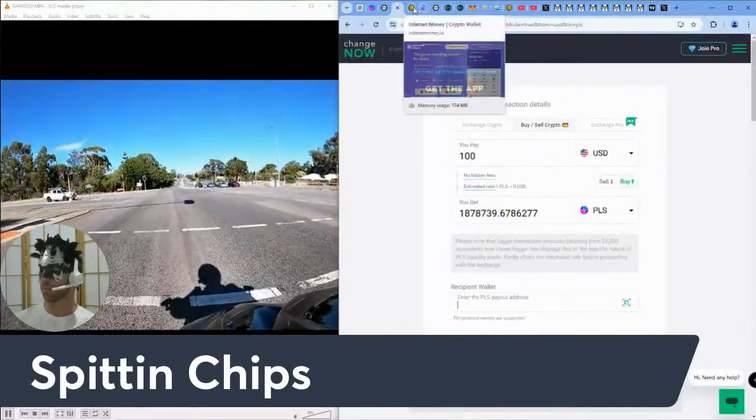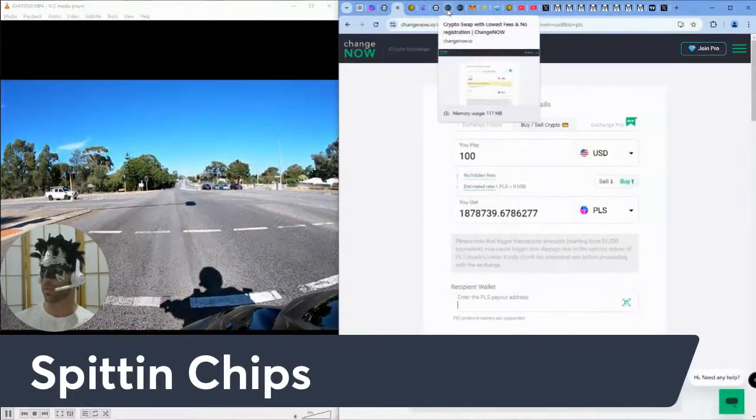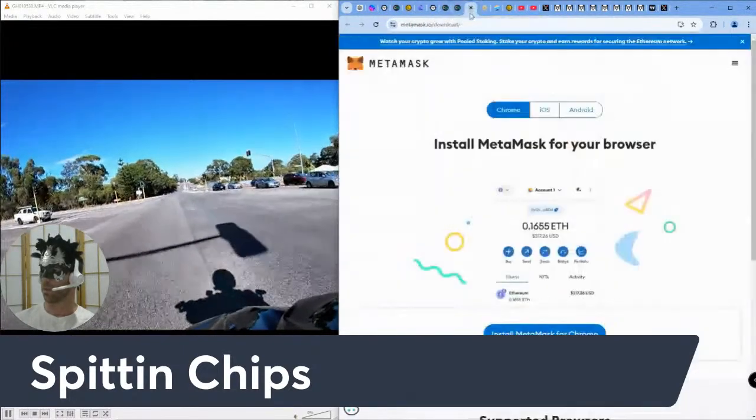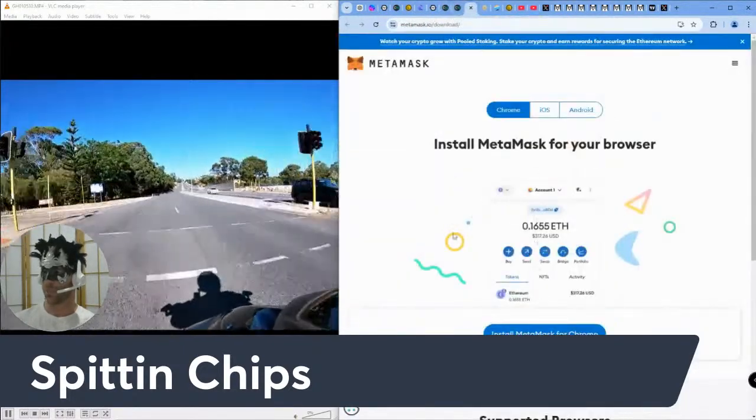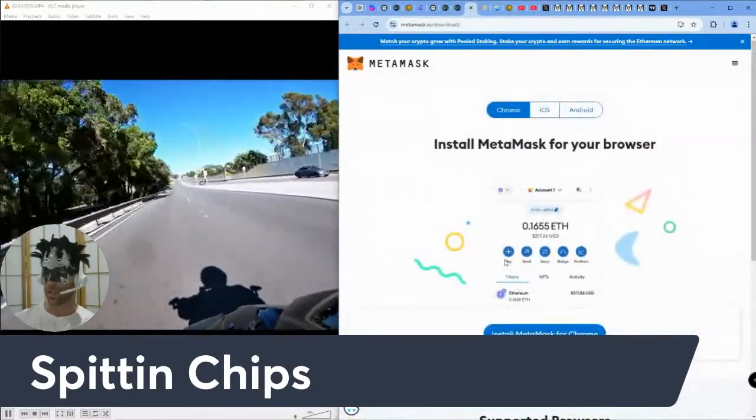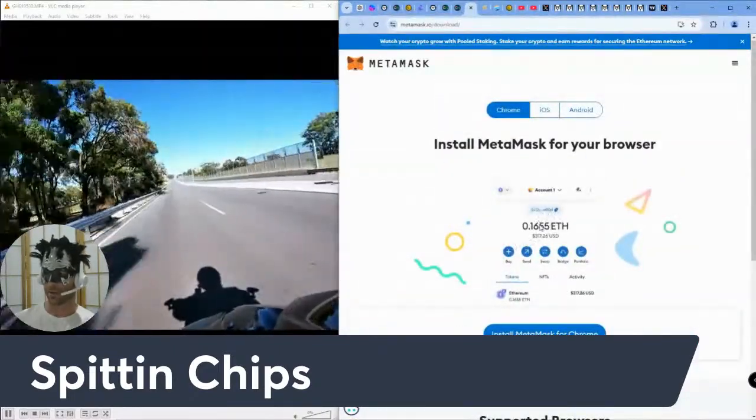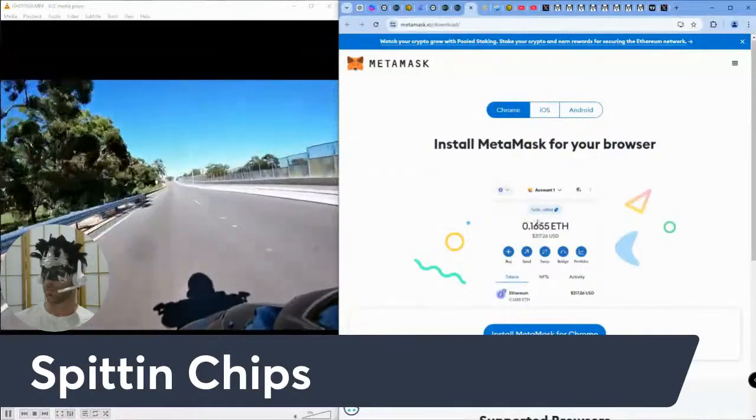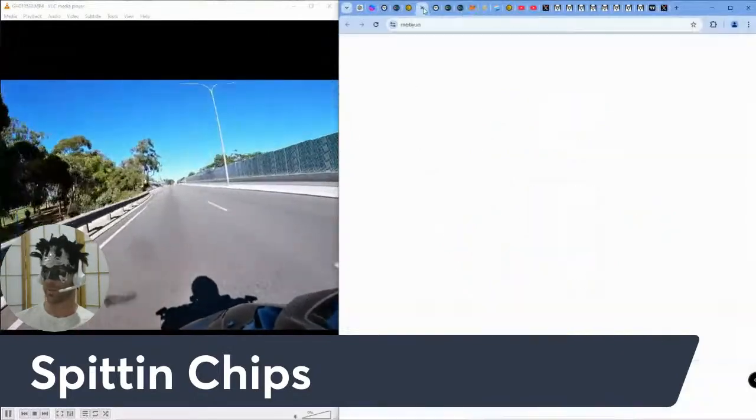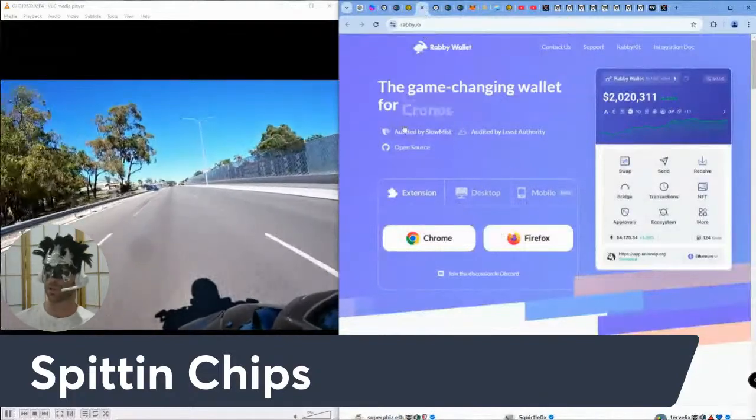Now, there's also similar places where you can do that. So now with MetaMask, you open up your MetaMask wallet, and you would purchase Ethereum. And from Ethereum, you're going to bridge that over. I'll show you how to do that. And that's also the same with Rabby. You'll use that to bridge it over.